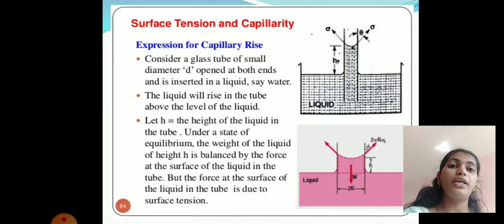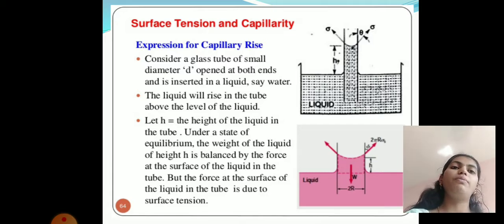Expression for capillary rise. We know that, consider a glass tube of a small diameter d open at both ends and inserted into a liquid, say water. Consider a water bath, and a glass tube inserted into this liquid, and both ends are open. Okay.